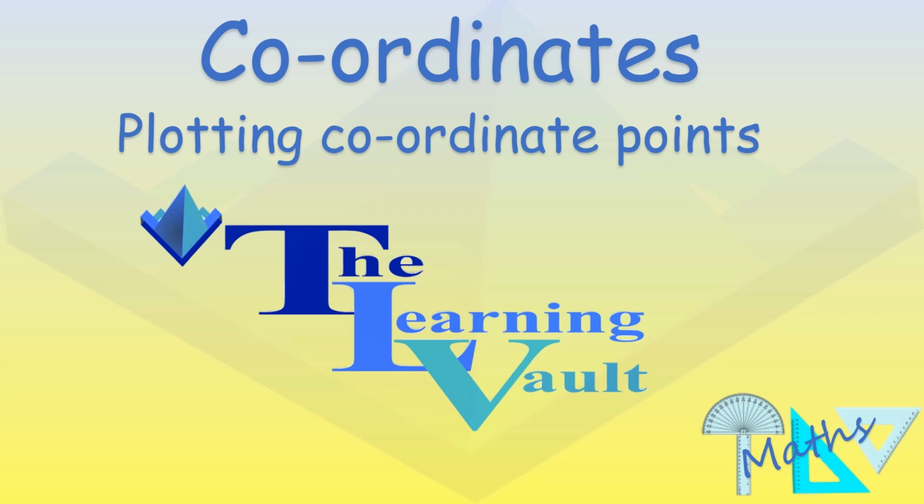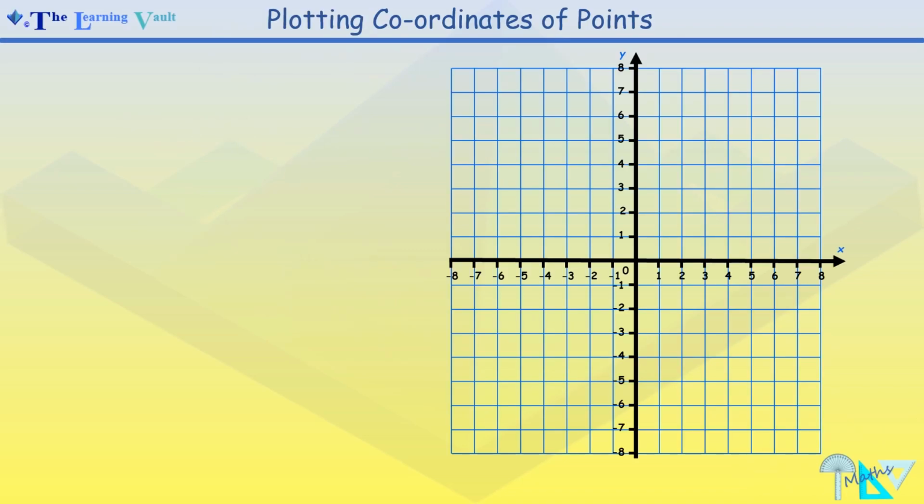Welcome to the video on plotting coordinate points. The graph for this video has 4 quadrants: 1, 2, 3, and 4. The origin (0, 0) serves as the reference point for the following explanation.